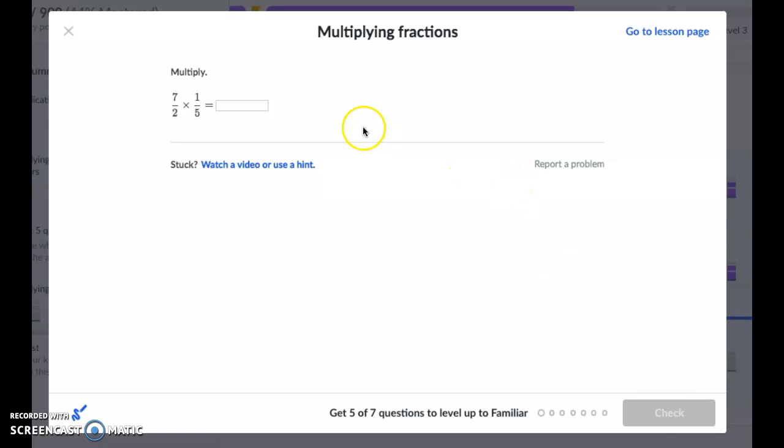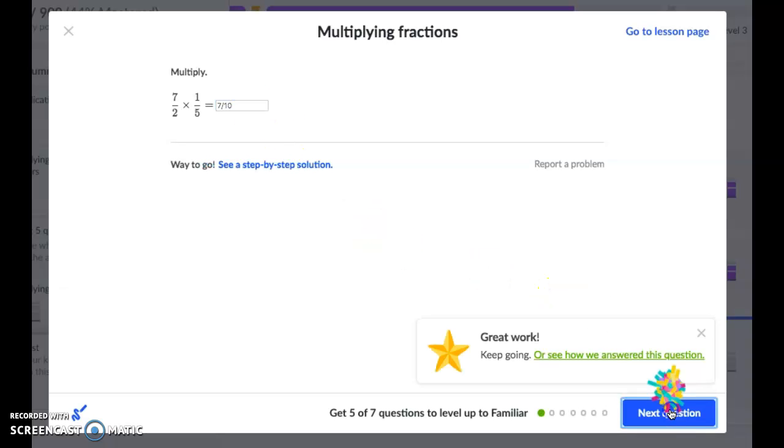7 halves times 1/5, so we're just going to multiply straight across. 7 times 1 is 7, and then 2 times 5 is 10. So 7/10 is our answer.